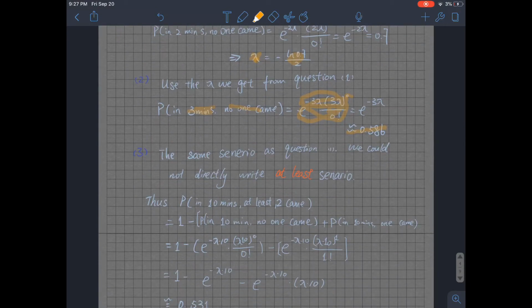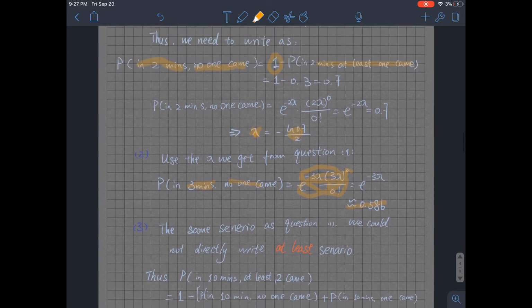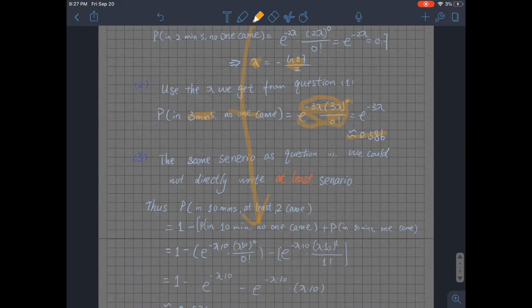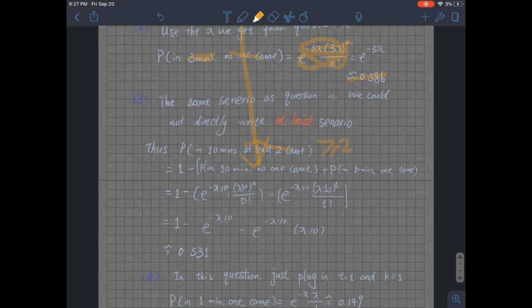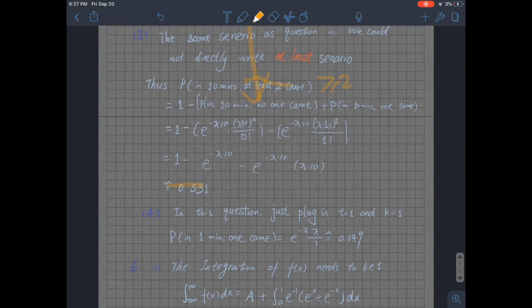And this question is similar to the first question, and I basically transfer it here. Then in 10 minutes, no one came, 1 person came. Then we can get at least 2, so this is greater than 2. And we can get the results. The last question is very simple. Just plug in t equals 1, k equals 1. Then we can get the final probability right here.